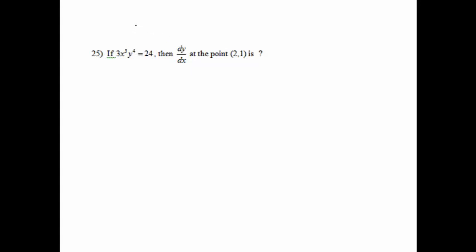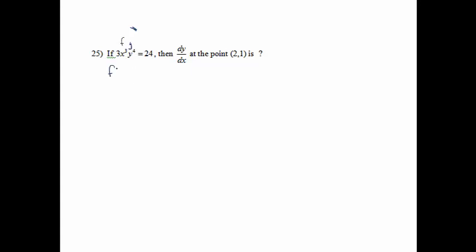Number 25. If 3x cubed y to the fourth equals 24, then dy/dx at the point (2, 1) is equal to what? Well, I see some implicit differentiation here because we do have an x and a y both on the same side of the problem. So just remember on these ones, whenever I take the derivative of y, we will attach dy/dx.